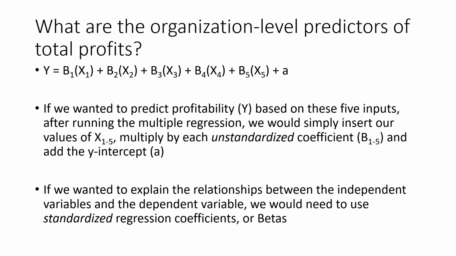Once you've actually run the equation and you've calculated your b coefficients and your y-intercept, you simply insert the values of your independent variables, x1 through x5, do the simple math on the right side of the equation, and that will provide you with the predicted value of y on the left side of the equation. If, on the other hand, you're more interested in explaining the relationship between x1 through x5 and y, then this probably isn't the best equation. The best equation would be one that uses standardized regression coefficients, or betas, as I explain in the next slide.